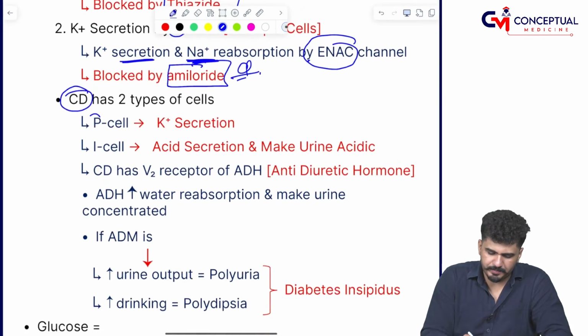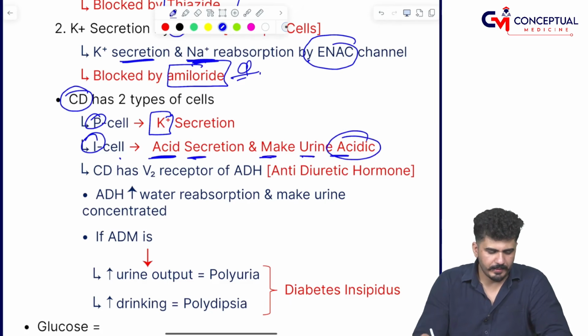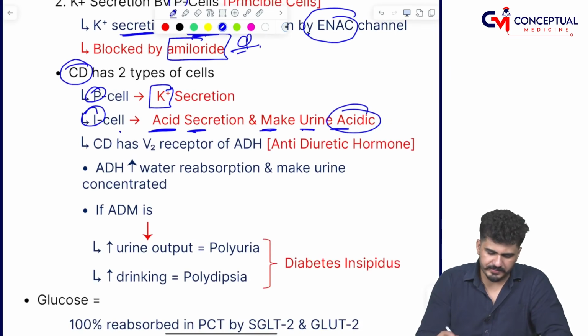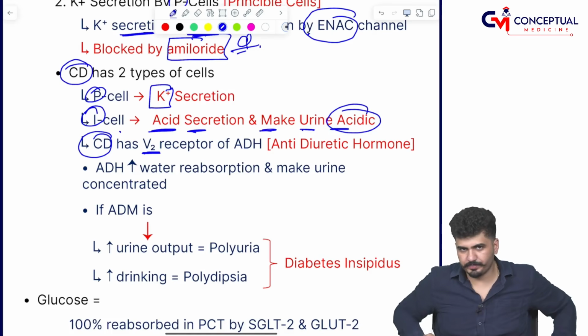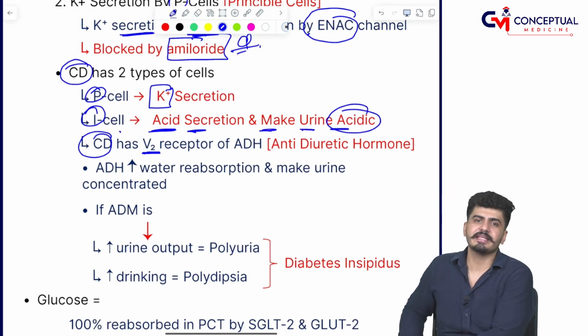The collecting duct again has P and I type of cells. P is secreting potassium and I is secreting acid and makes the urine more acidic. Now the collecting duct has the V2 receptor for antidiuretic hormone. Now this is important because you will understand right here what is diabetes insipidus.